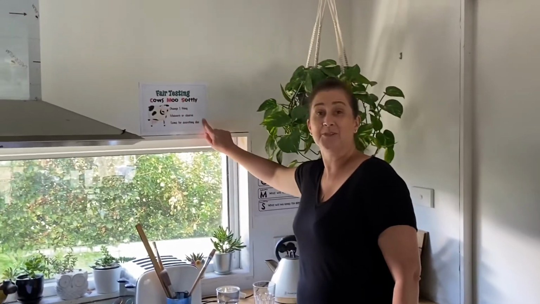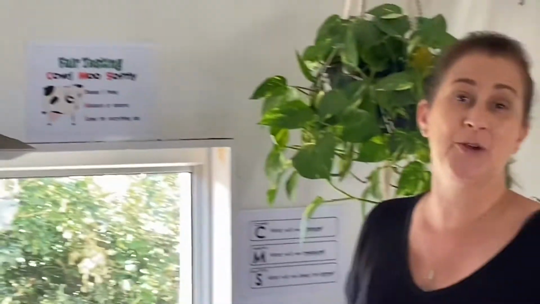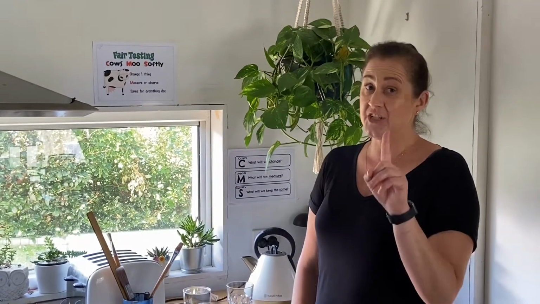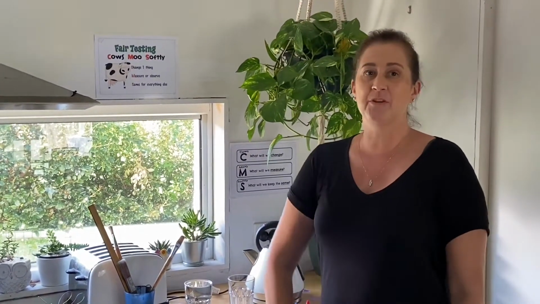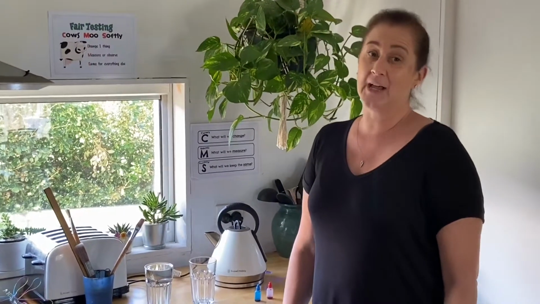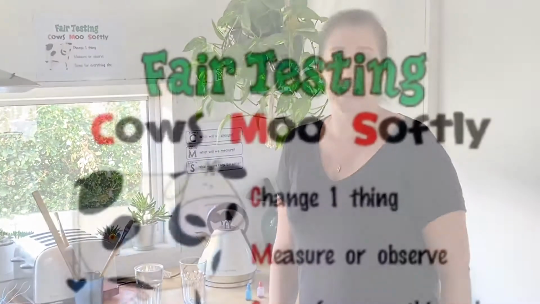Remember, cows move softly is how we determine a fair test. We have the cows, which stands for changing one thing. We have the move, which is what we're going to measure or observe, and the softly is keeping everything else in the investigation the same.